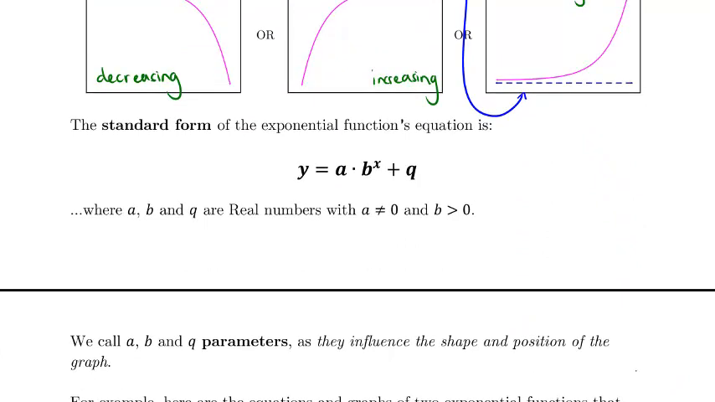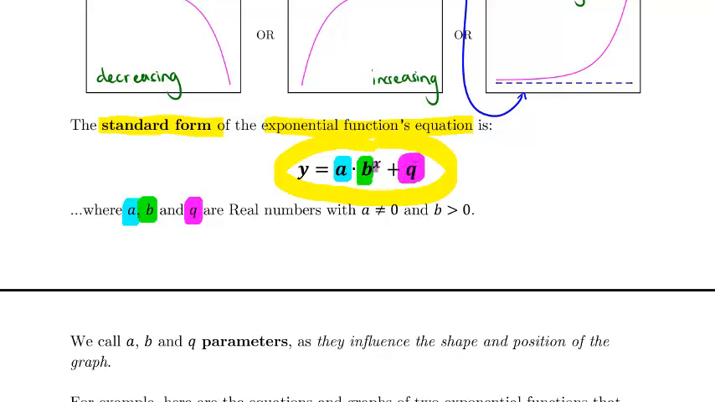Now let's have a closer look at the equation that we can expect for exponential functions over here, guys. Okay, here is the equation that we can expect. And this is known as the standard form of an exponential function's equation: y is equal to a times b to the x, there's our variable that is an exponent, plus q. And we have three parameters. Parameter a over there, parameter b over here, the base of that exponent, and then we have parameter q over there.